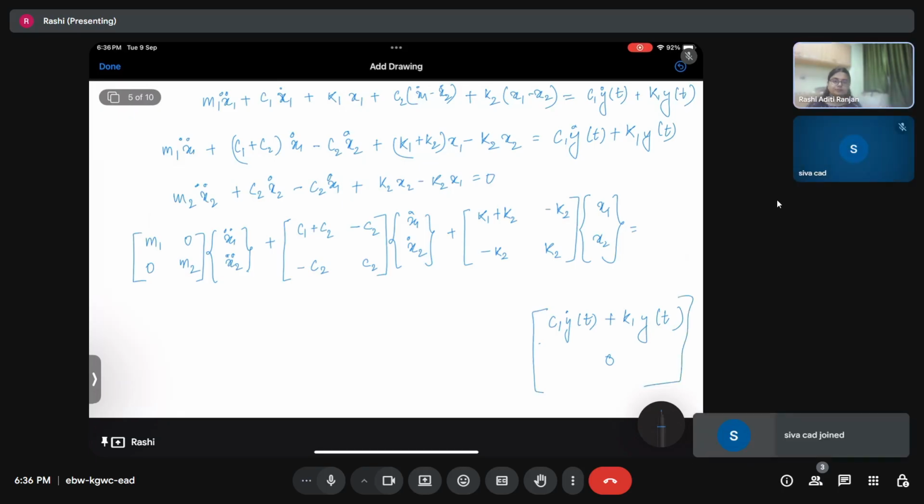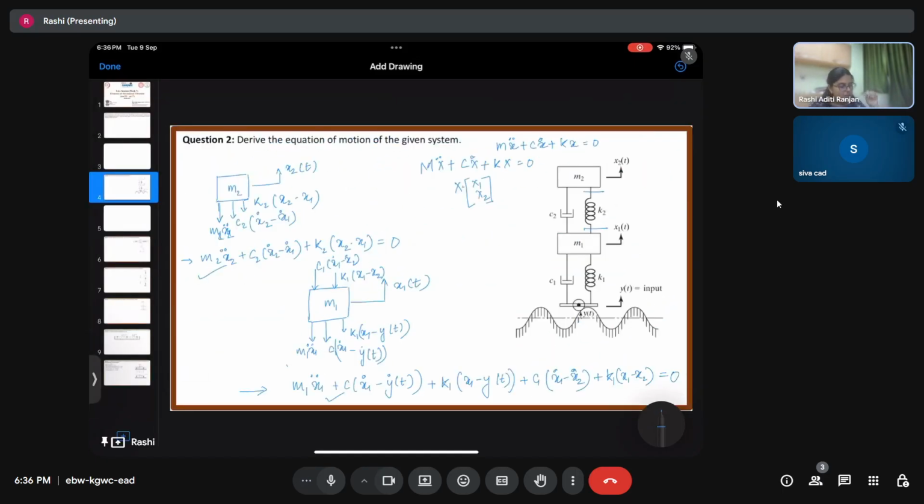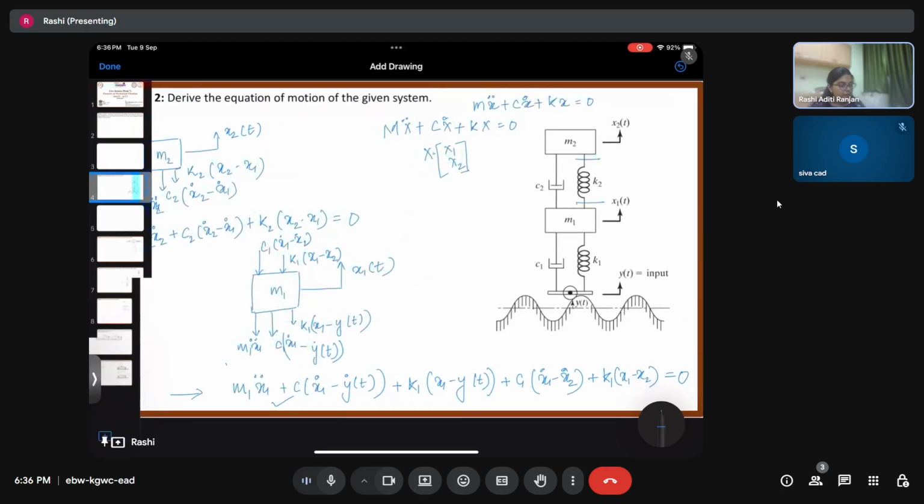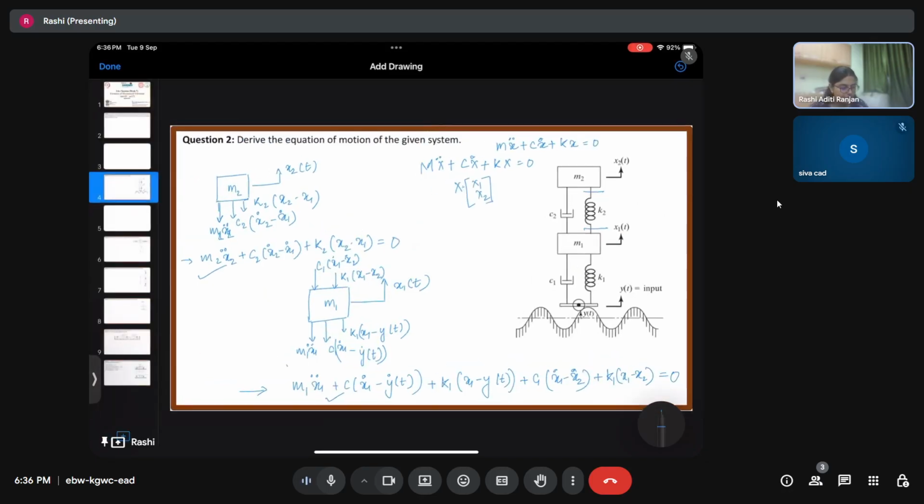Like this. So this is going to be the equation of motion in the matrix form. We can write it in a generalized way as m x double dot plus c x dot plus k x is equal to f. I hope this is clear. So the second question was about finding the equation of motion of the system, and we have successfully found it. Now we'll go to question number 3.